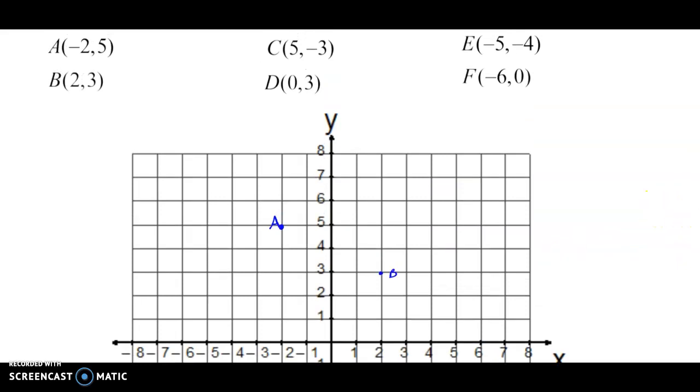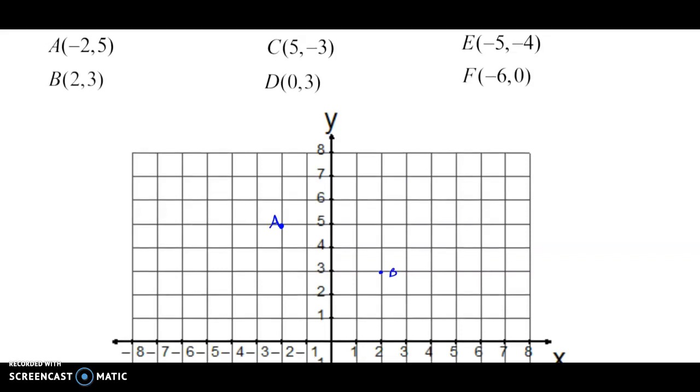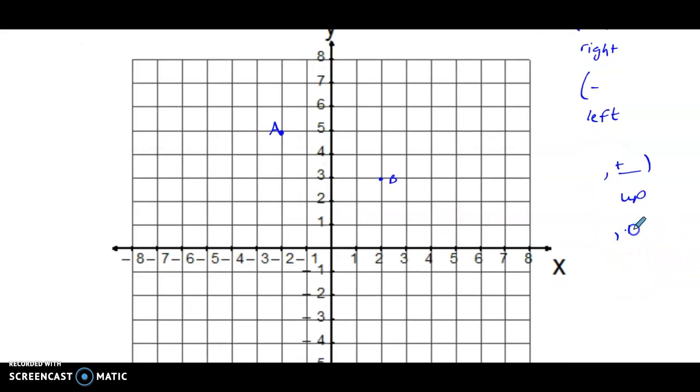Point C is 5, -3, so right 5, and then -3 tells us down. So a positive number in the first placement tells us to go right. A negative number in the first placement tells us to go left. A positive number in the second placement tells us to go up. And a negative number in our second placement tells us we need to go down.